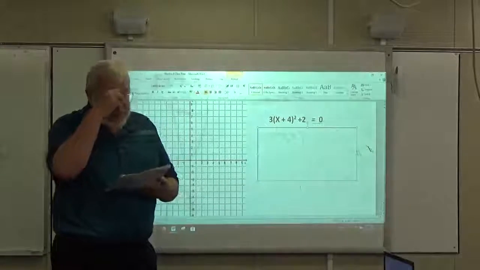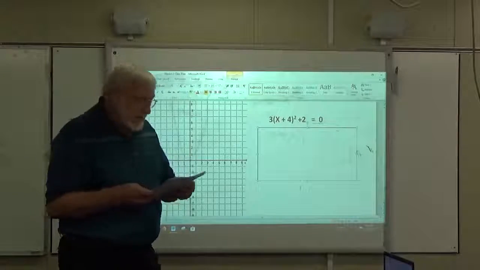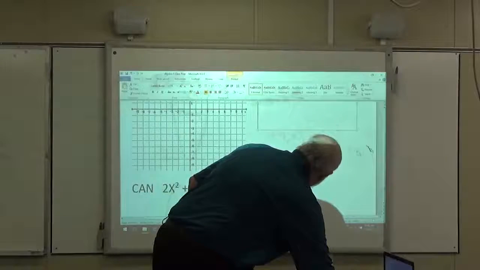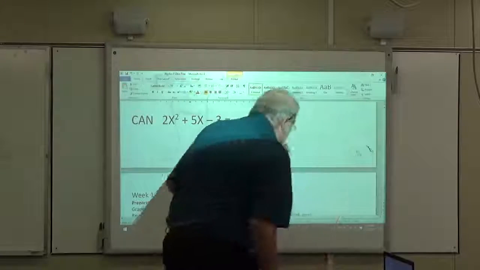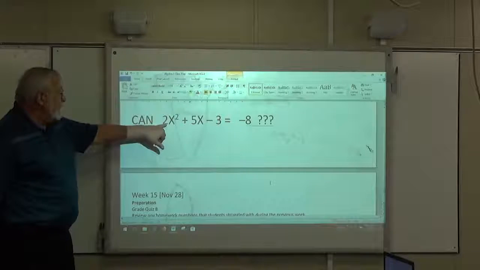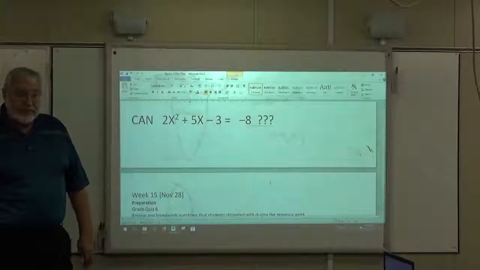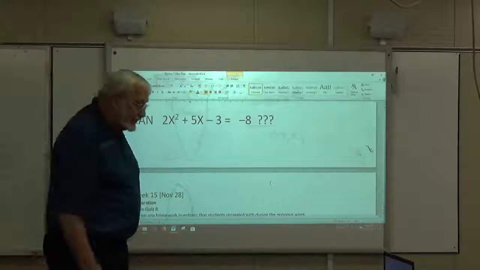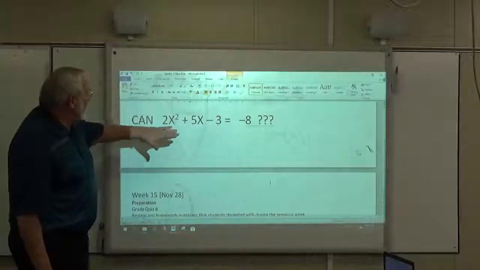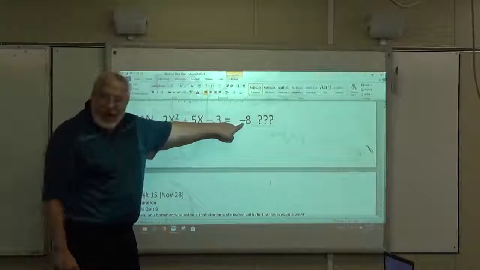Okay, we'll look at some of the other things that you're going to have on the homework. Oh, I know what I wanted to do. Right there it is. Okay, now, here's a question. Can this equal negative 8? That's the question. If you have this function and it equals negative 8, that means the y is negative 8.